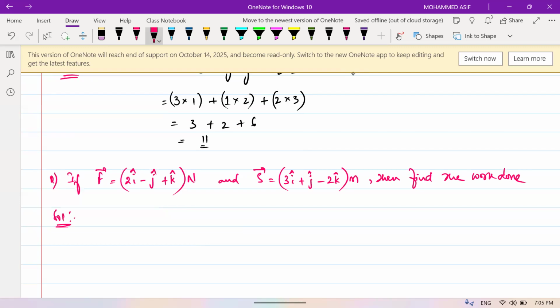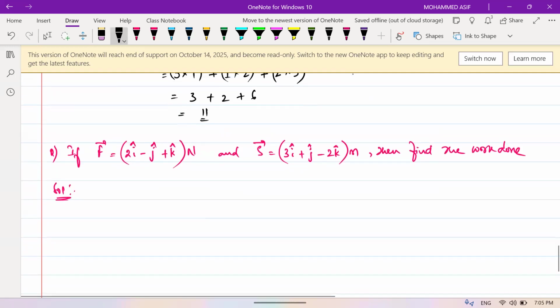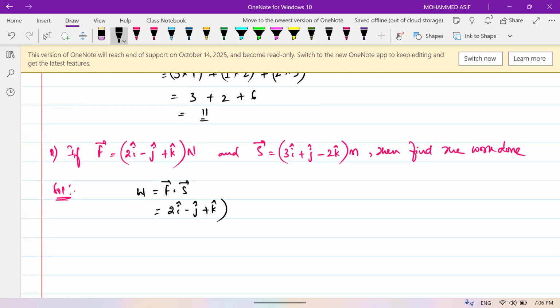The answer is work done is 3. The unit for work will be joule. W equals F bar dot S bar. F is 2I cap minus J cap plus K cap, multiplied by S, which is 3I cap plus J cap minus 2K cap. I is known as a unit vector, its value is 1. J cap is also 1, and K cap is always equal to 1.